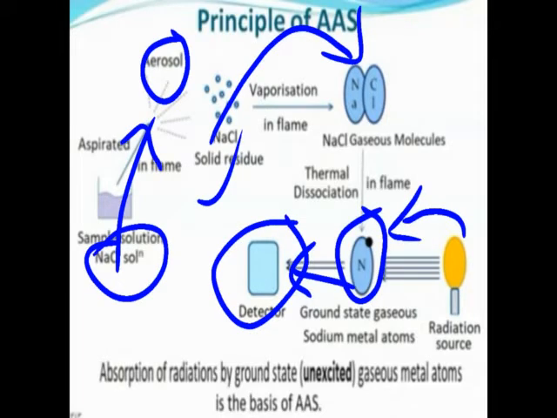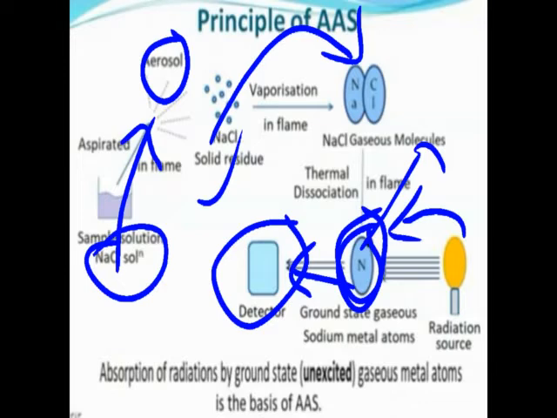Okay. So in flame photometry, what happens is, the gaseous molecule form, they go from the ground state to the excited state, then the excited state again comes back to the ground state. At that time they will emit energy, and that energy is measured. So it does not take place in the case of this one.